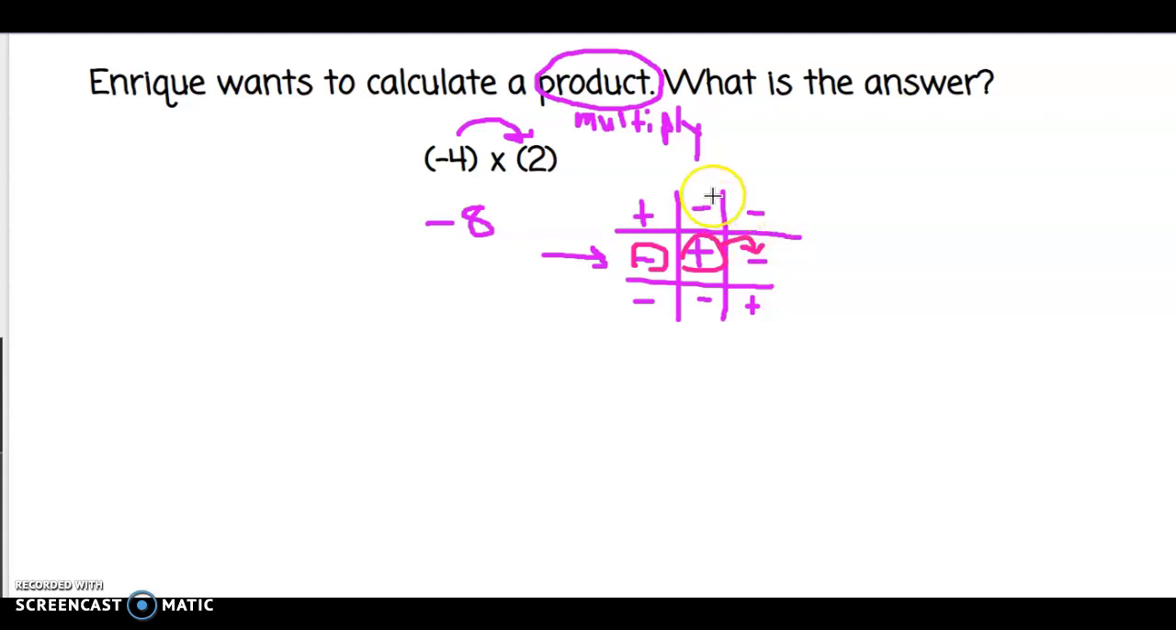You can also read it going up and down. A negative times a positive is, yep, still a negative. So you can read it in any direction that you want. Hopefully this will help you with your multiplication and division of integer rules.